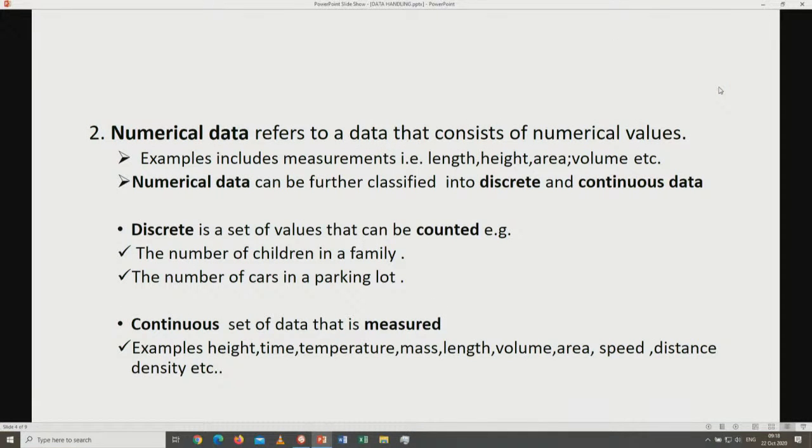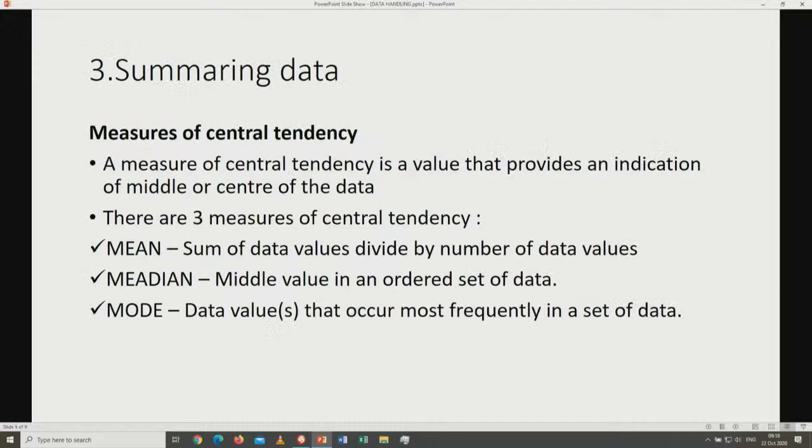Right, let us go back to our slides. We did manage to explain the difference between categorical and numerical, and also discrete and continuous. Now, good people, let us go to the third process of handling data, which we call summarizing. Remember, we collected it, then classified it, and after classifying it we are now summarizing it. How do we summarize data?